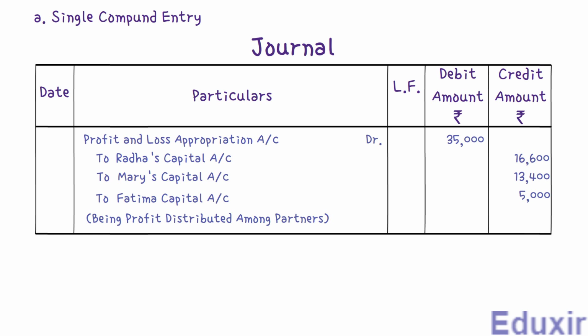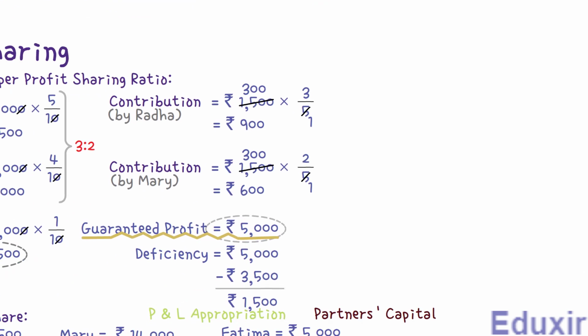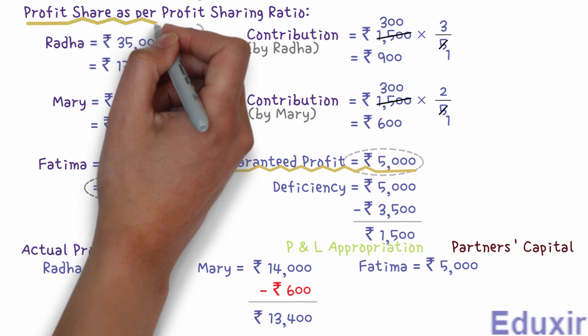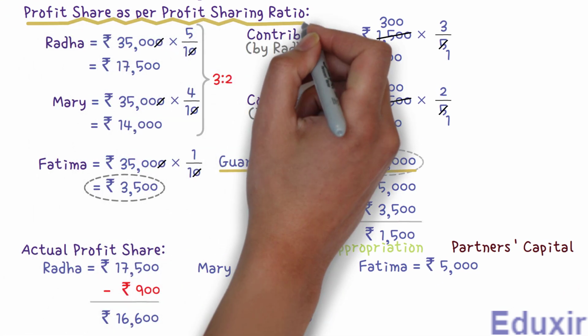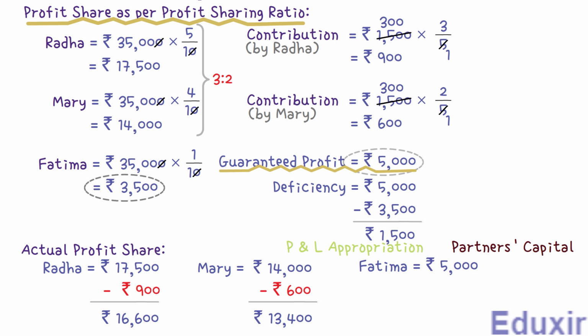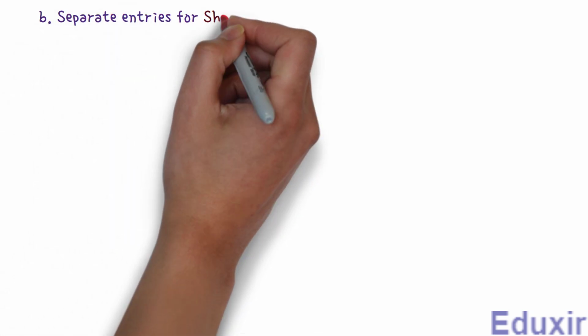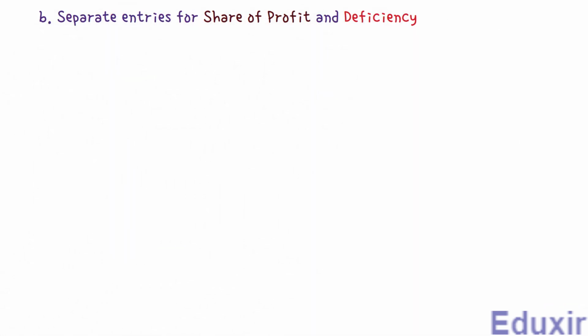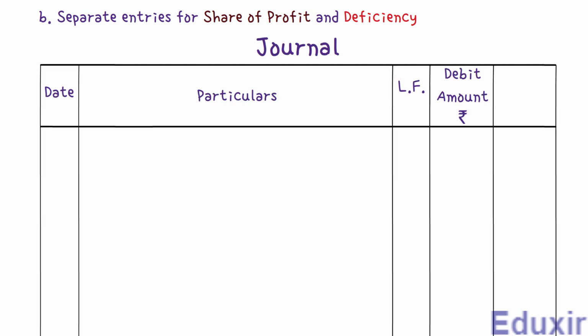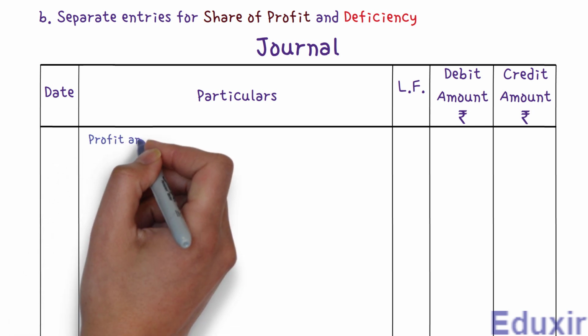Now, there is a second way of recording this transaction related to the distribution of profits. Here, we first record the transfer of the net profit for each partner as per their profit sharing ratio. In this case also, we should debit the profit and loss appropriation account and credit the partner's capital account for each partner. So, let's first write the heading to indicate that we are going to record separate entries for share of profit and deficiency separately. Let's then have the journal format. Now, for transferring the net profit, the debit entry is in the profit and loss appropriation account.